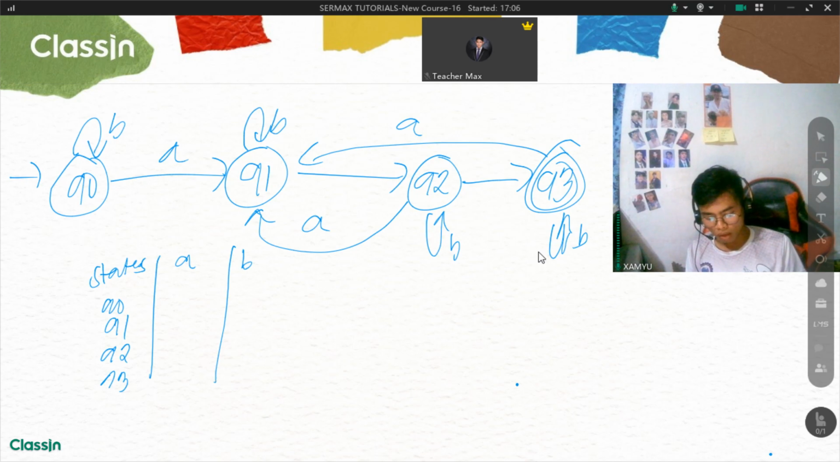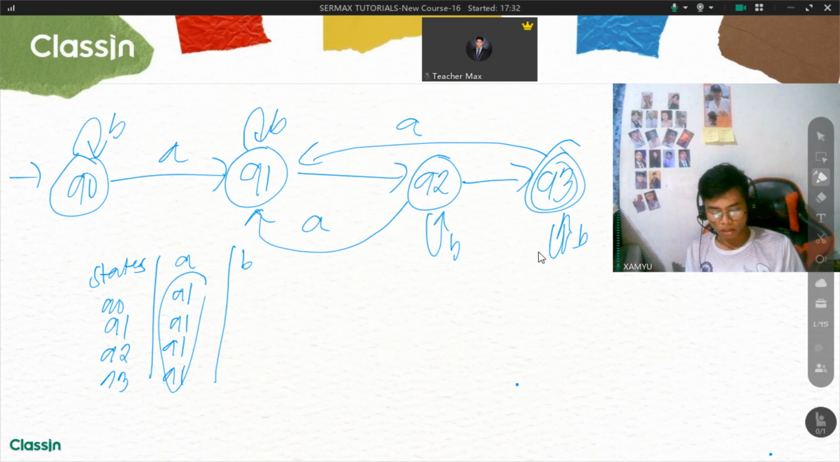Q0 with input A will go to Q1, and Q1 with input A will go to Q1. Q2 with input A will go to Q1, and Q3 with input A goes to Q1. So therefore, that is following the right invariance. Now, let's run through the B, to see if this follows the right invariance as well.